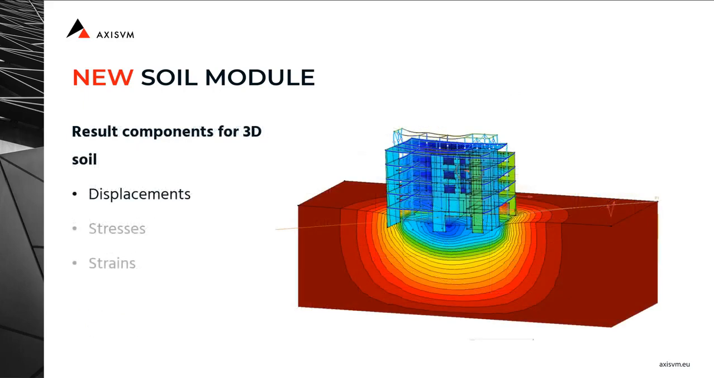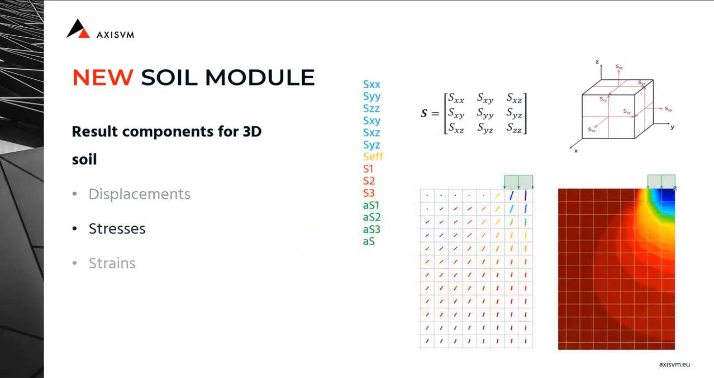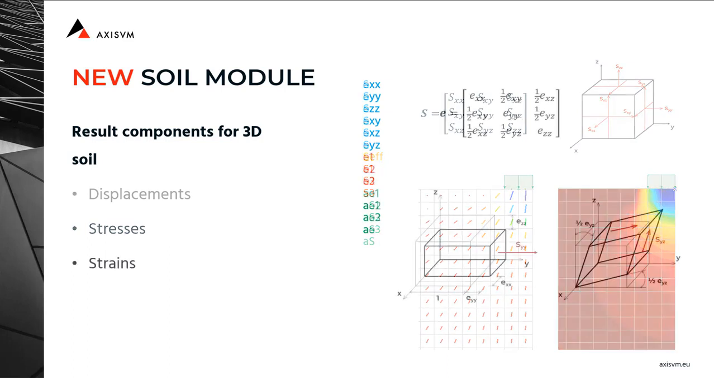The results after the linear analysis are first and foremost the deformations. Deformations are represented together with the deformations of the superstructure within the same result component. Soil stresses is a new result component including the axial stresses in local x, y, and z directions, shear stresses on local xy, xz, and yz planes, the von Mises stress, S1, S2, S3 maximum, middle, minimum principal stresses, and the angle of the principal stresses.